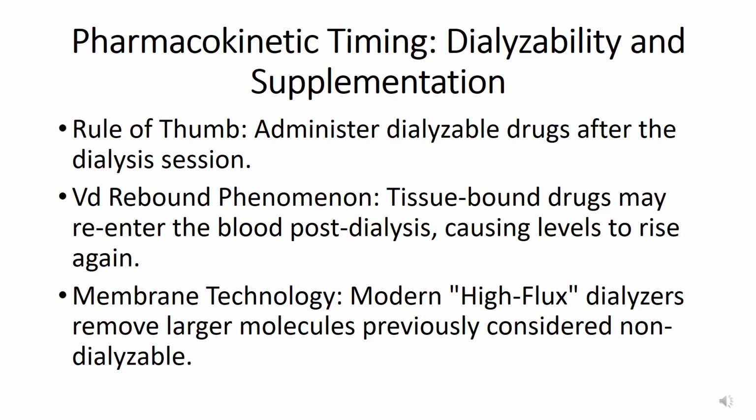When prescribing medications for dialysis patients, timing can be just as important as dose selection. A perfectly chosen drug can become ineffective if it is given at the wrong time. This is why understanding pharmacokinetic timing is so important in renal replacement therapy. One practical rule guides many dosing decisions. If a drug is significantly removed by dialysis, it should usually be administered after the dialysis session.